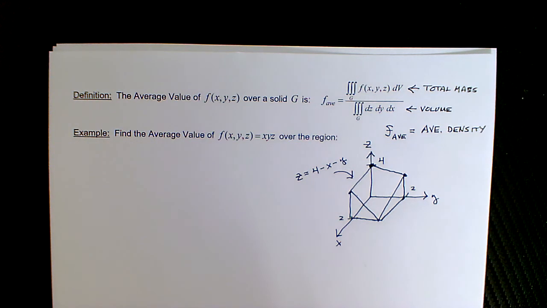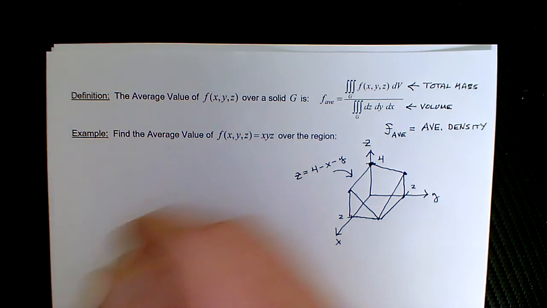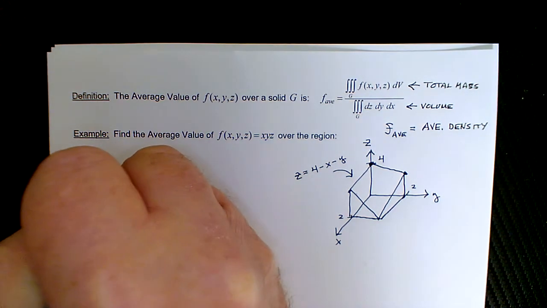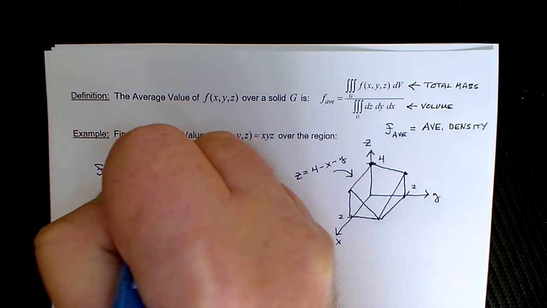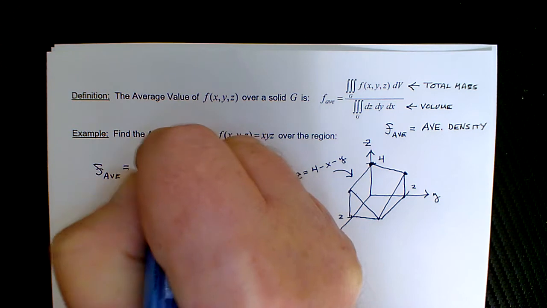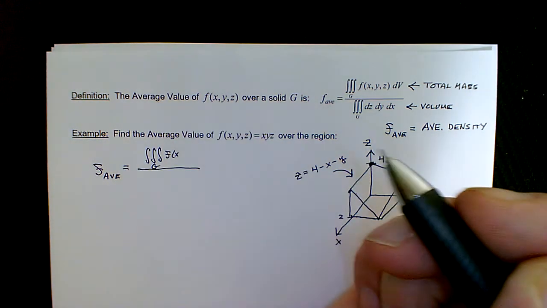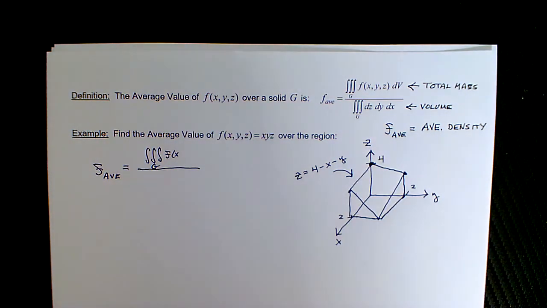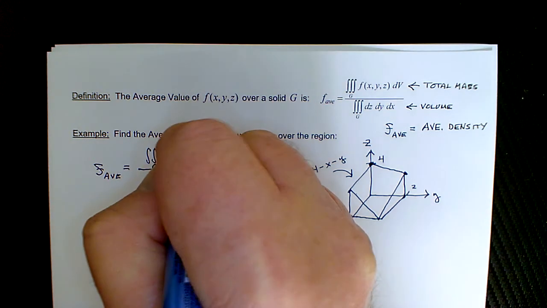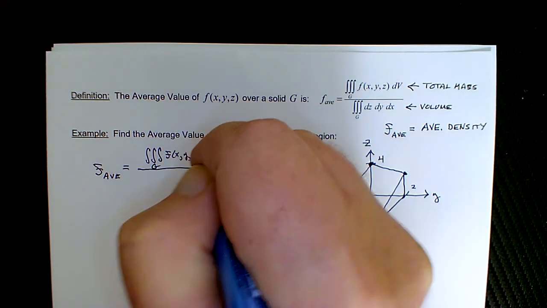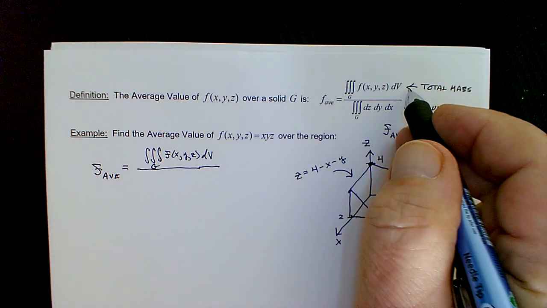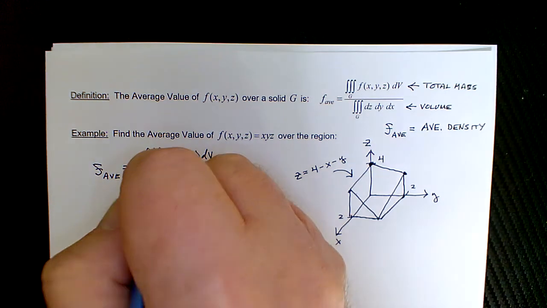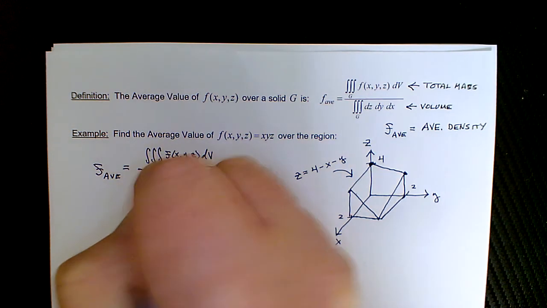So therefore, the average, F average, okay, again, is going to be the triple integral over the region G of the function f of x, y, z times the differential of the volume, just as we set up here, and then over the volume of G. So the triple integral of dz dy dx we'll use.